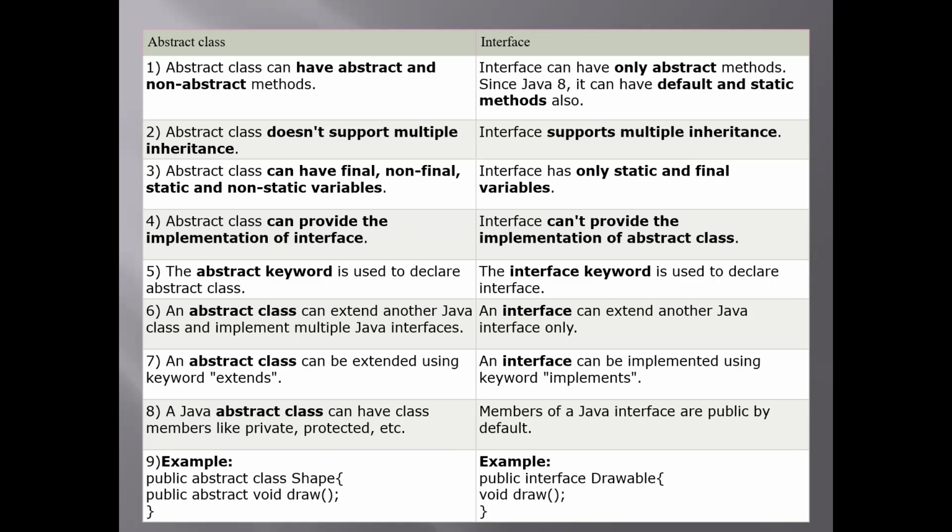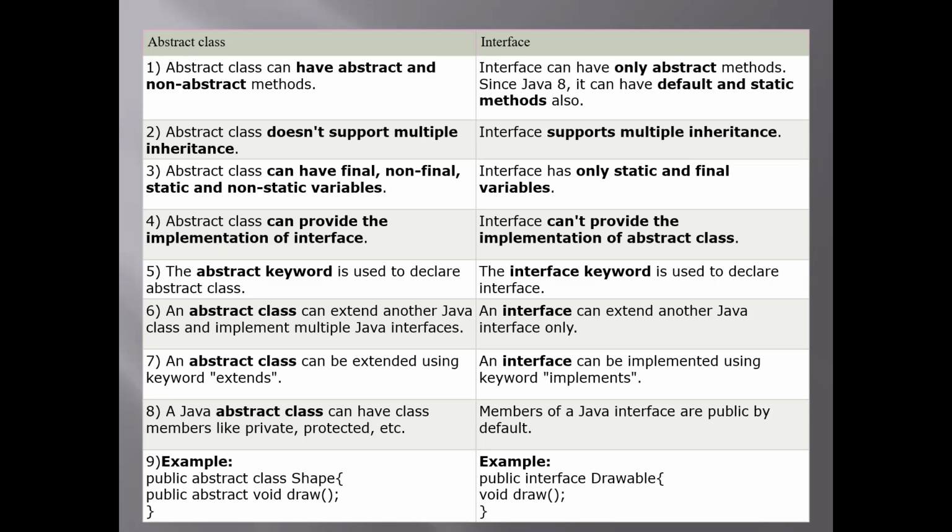Point number six, abstract class can extend another Java class and implement multiple Java interfaces. Interface can extend another Java interface only. As I showed you in code, interface cannot extend a class, but interface can extend another interface.